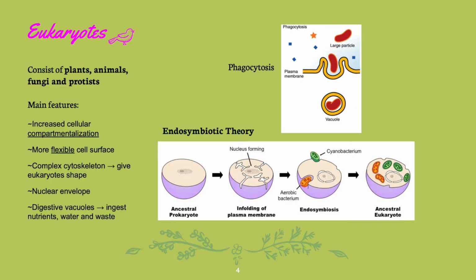Returning to eukaryotes, they are very structurally and functionally diverse and consist of plants, animals, fungi, and protists. Protists are defined as any eukaryote that is not a plant, animal, or fungi. The main features of eukaryotes are increased cellular compartmentalization, a more flexible cell surface, a complex cytoskeleton giving eukaryotic cells their shape, a nuclear envelope, and digestive vacuoles which can ingest nutrients, water, and waste. Most notably, though, is how eukaryotes gain their internal organelles, which is explained by the endosymbiotic theory.